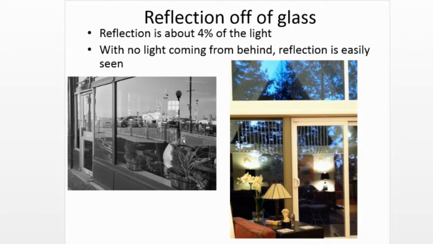You see this all the time. Here's some examples. Here's a restaurant. As you walk down the street, light is reflecting off the glass. Here inside your living room, perhaps, you see light reflecting off the glass. And sometimes you can't see it, but it's always there. It depends on how bright is the light behind the glass. If there's not a lot of light coming through, it won't drown out the 4% that's being reflected.